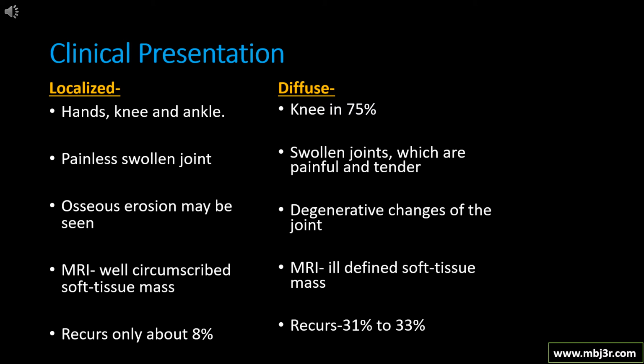The diffuse form is seen in the knee joint 75% of the time. The joint presents swollen, usually painful and tender. Degenerative changes are seen in the joint. MRI shows an ill-defined soft tissue mass. The recurrence rate is high, almost 30 to 33%.